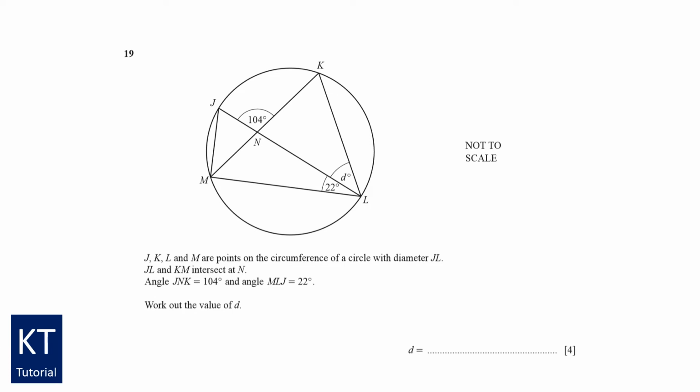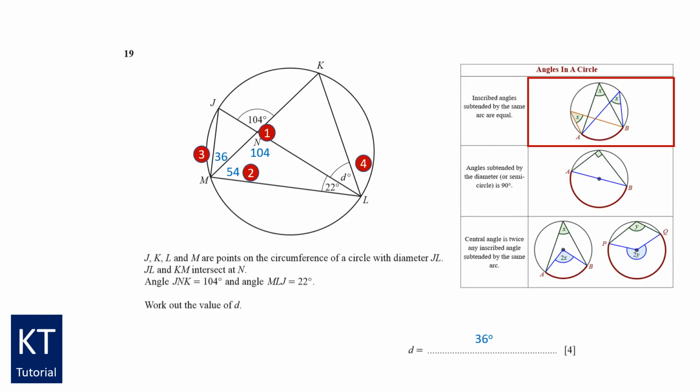Question 19. J, K, L and M are points on the circumference of a circle with diameter JL. JL and KM intersect at N. Angle JNK is 104 degrees and angle MLJ is 22 degrees. Work out the value of D.